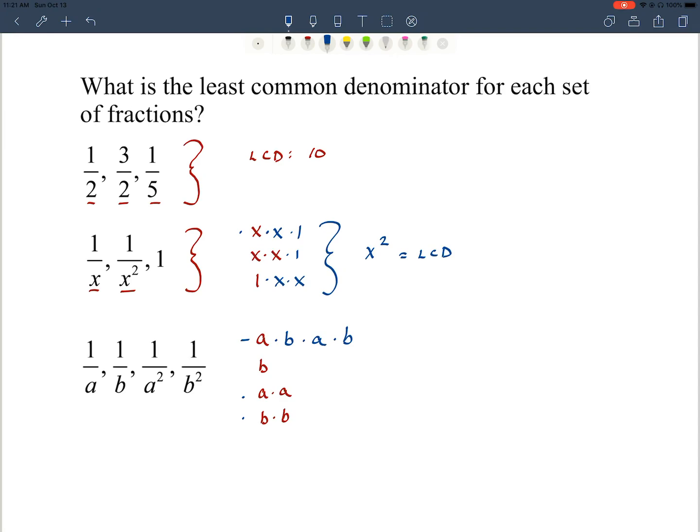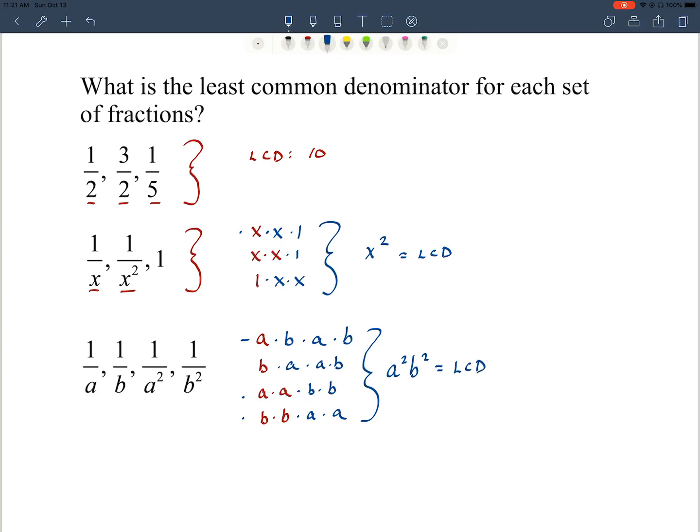And when we go through each of the others, you see that this one needs two A's and a B. And this one needs two B's, and this one needs two A's. Now they all have the same factors, and when they're multiplied together, we end up with A squared B squared as our least common denominator for that one.